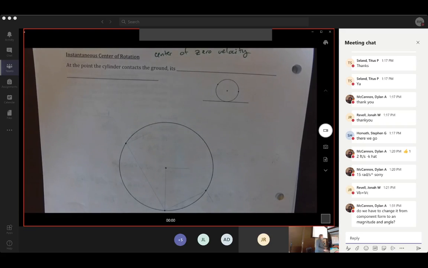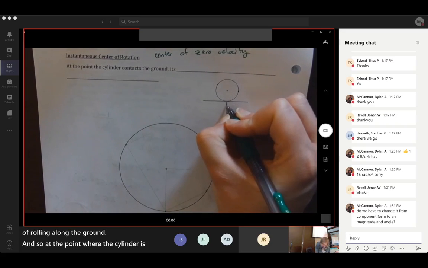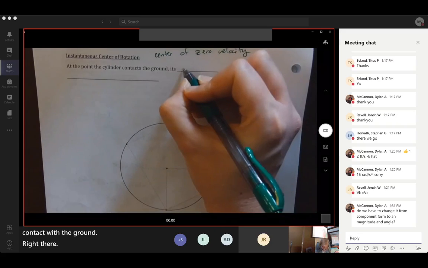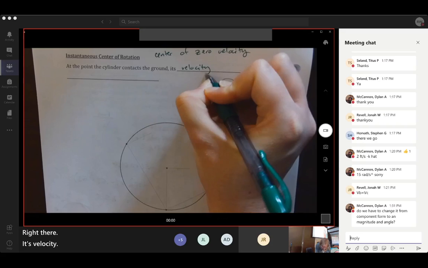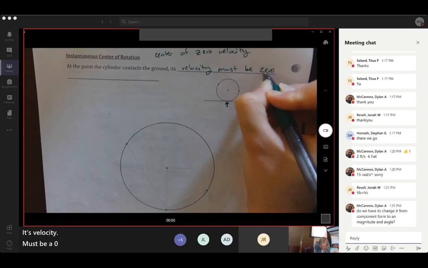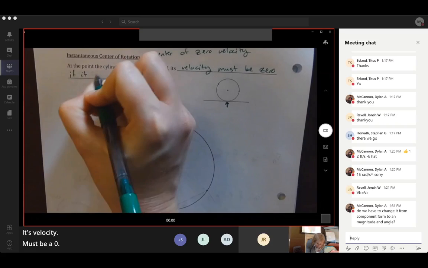And so similar to the last problem, we're going to be looking at a cylinder that's rolling along the ground. And so at the point where the cylinder is in contact with the ground, so right there, its velocity must be 0, if it doesn't slip.